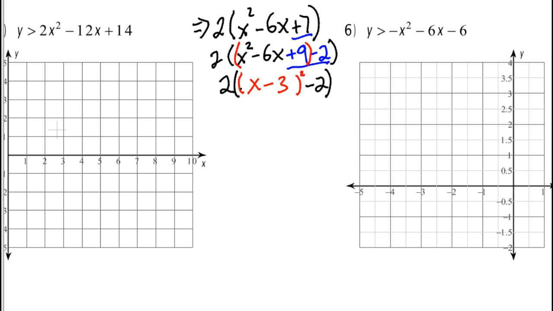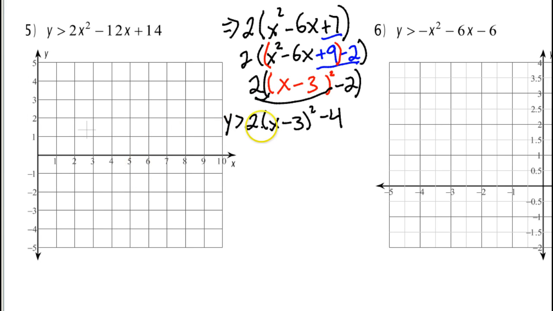Okay, is that it? What's next? Good. Distribute the 2. One more step. Yeah, if we forget that step, we're going to say the vertex is at 3, -2 instead of 3, -4. So every little step counts, and remember that this is y greater than. Alright. Now we're ready. The vertex is 3, -4.